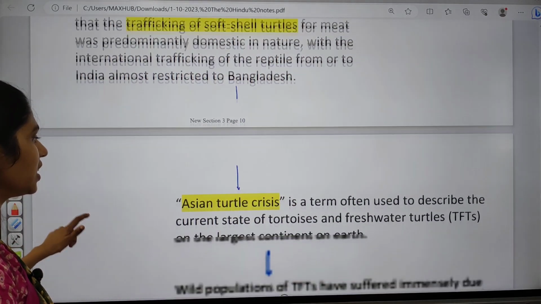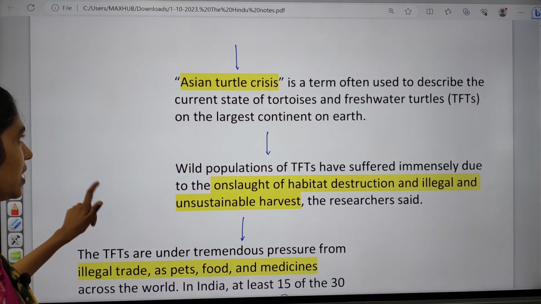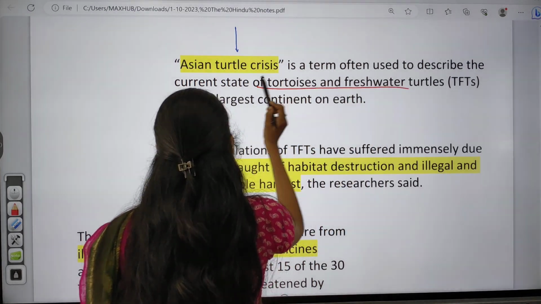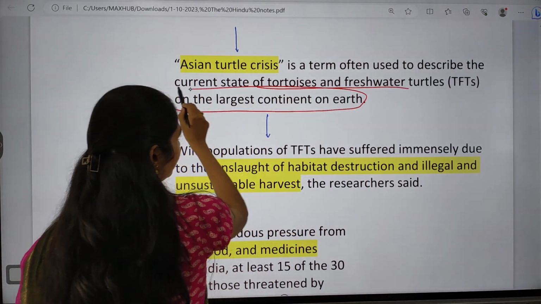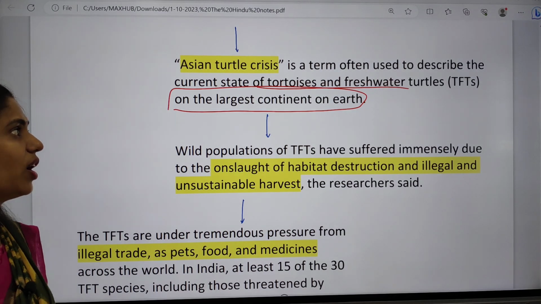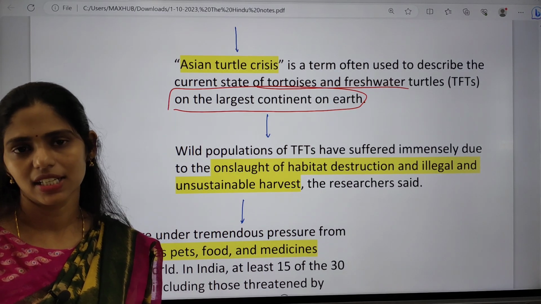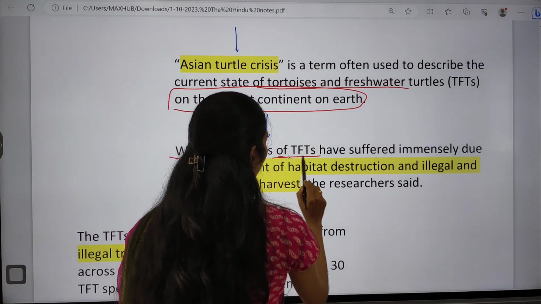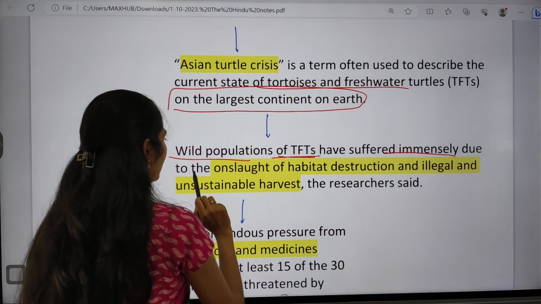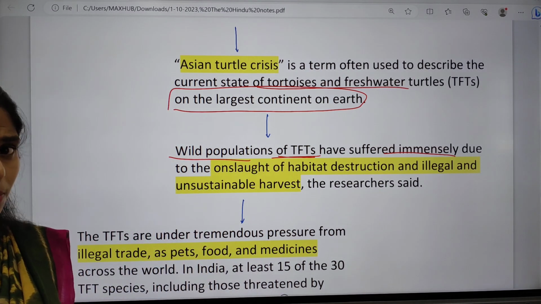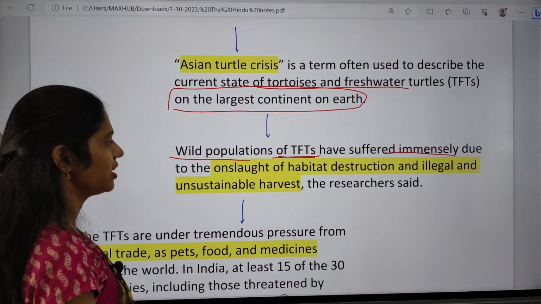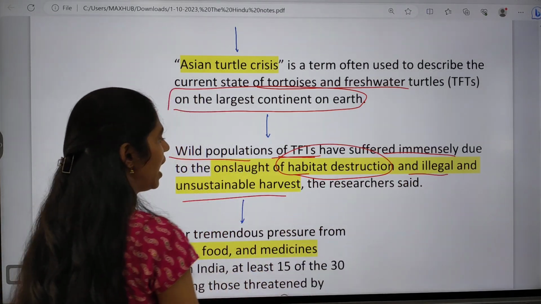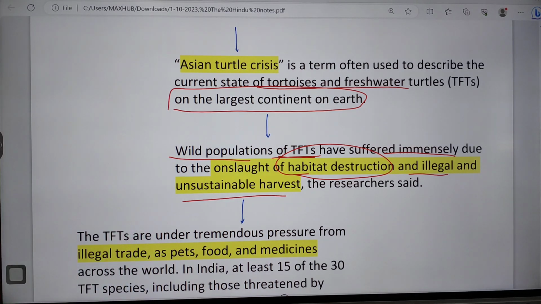And there is also the Asian turtle crisis, a term used to describe the current state of tortoises and freshwater turtles on the largest continent on earth. Actually, a decrease in tortoises and turtles is being seen, and the wild populations of tortoises and freshwater turtles have suffered immensely. Why? What are the threats faced by tortoises and turtles? First is habitat destruction, and now illegal and unsustainable harvest of tortoises and turtles is seen.